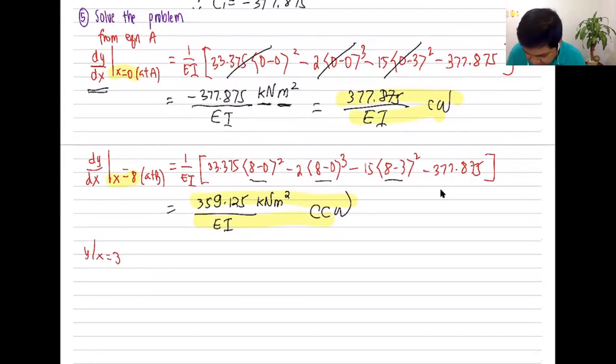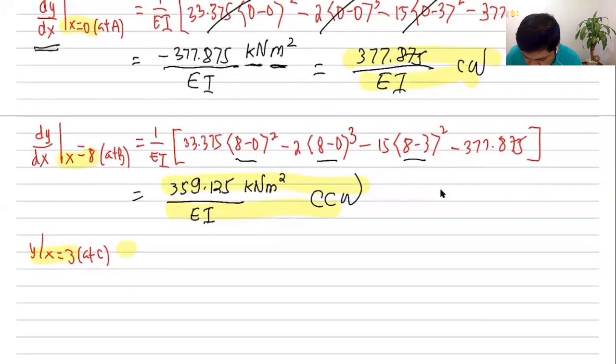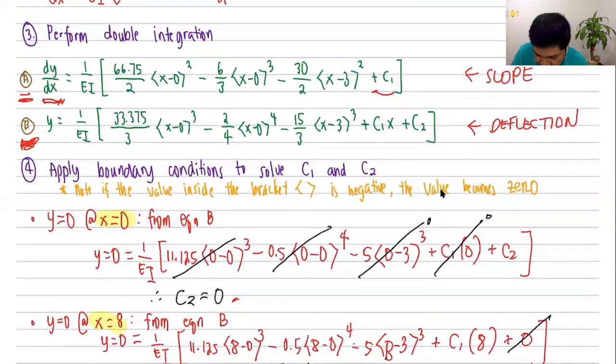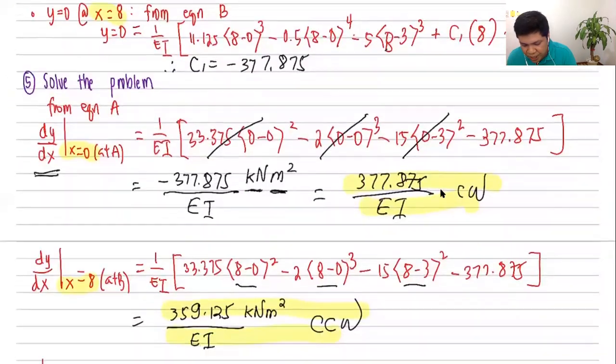I think we're being asked at point C. So I am now solving y at x equal to 3. So of course, I need to use equation A because I'm solving for the deflection. So I'm using equation B rather, since I'm solving for y. Are we clear?